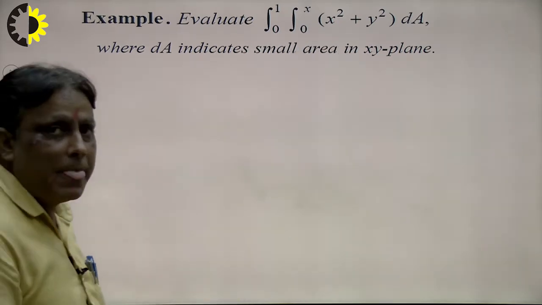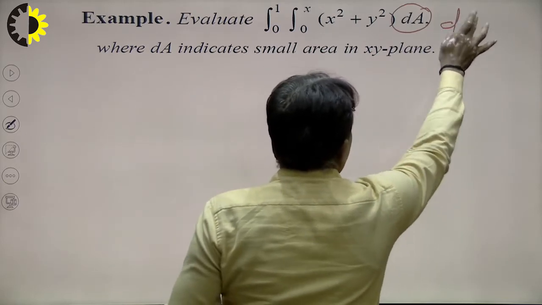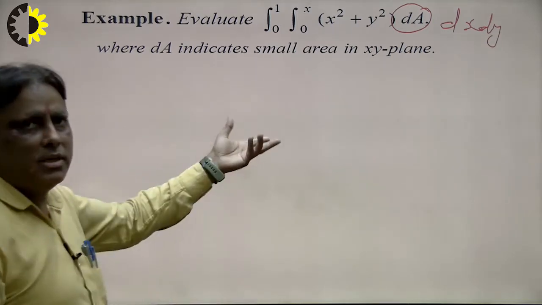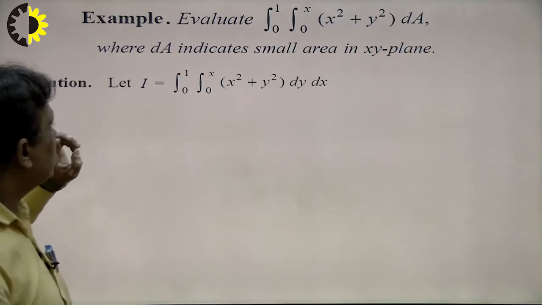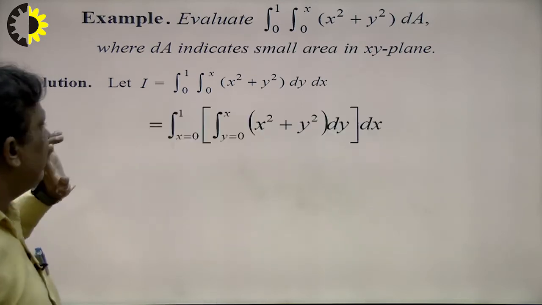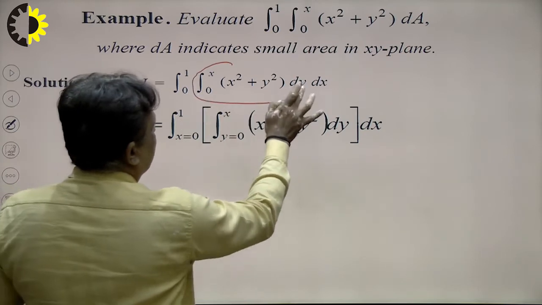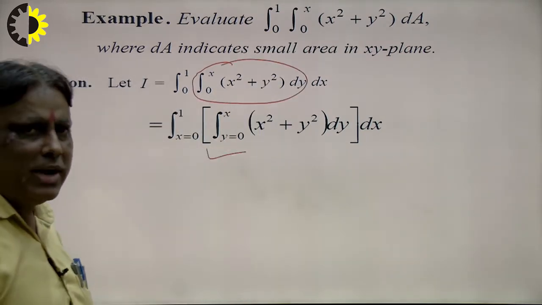dA means area. That means in the place of dA we can write dx dy easily, right? How do we clarify here? So what will be the procedure here? First of all I write the given integral, and first of all I solve with respect to y, so I write the limit of y here. So what will be the integration with respect to y here, right?